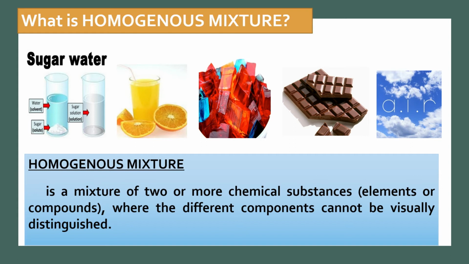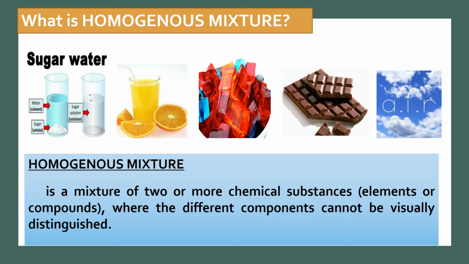In terms of homogeneous mixture, when you add two or more substances, the result is that you will see it as just a single substance. For example, we have sugar and water. We have two substances: the first substance is water, and the second substance is sugar. When we add them together and stir them, they combine physically with each other and form a sugar solution.